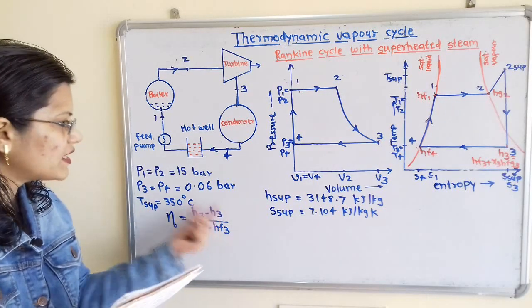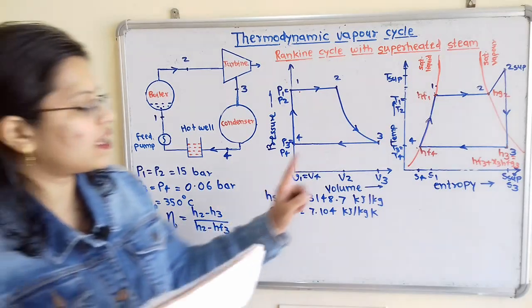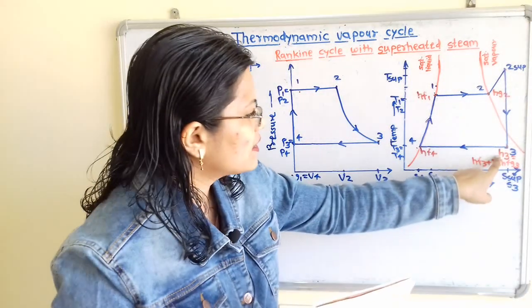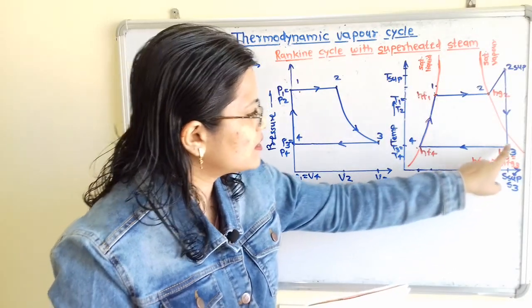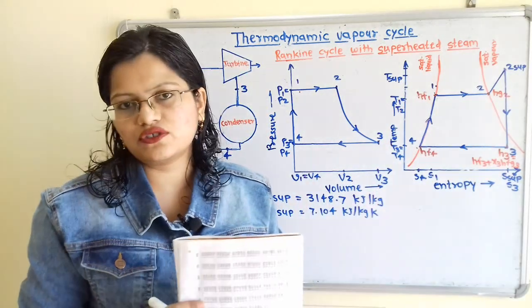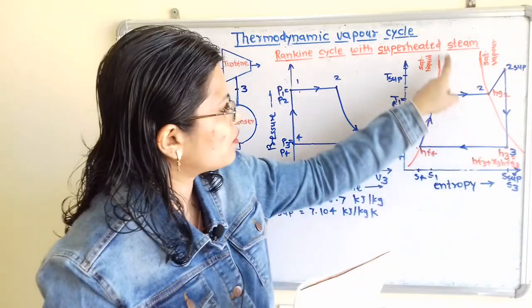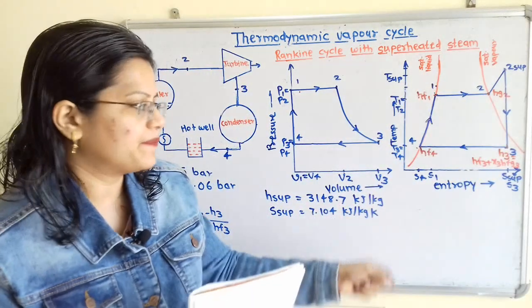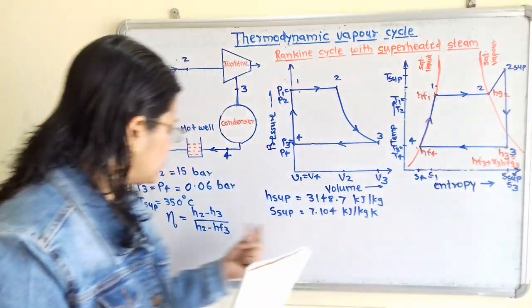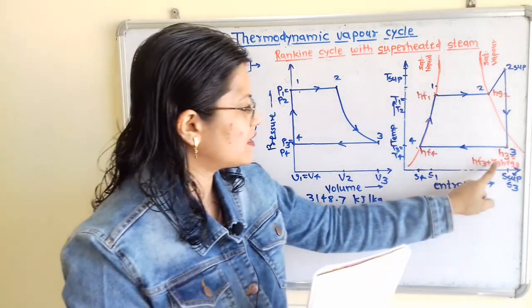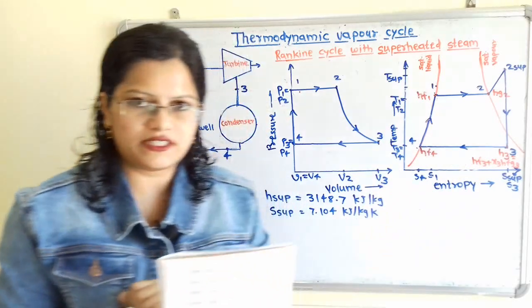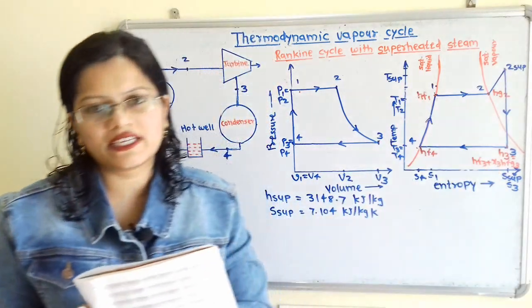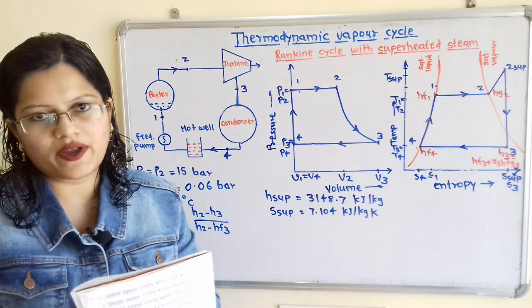Now we have to find H3, that is the enthalpy at point 3. If we observe point 3, the condition of the working substance is wet steam, because it is in between the saturated liquid line and the saturated vapor line. So how do we find this H3? H3 is HF3 plus X3 HFG3. Now we have to find this dryness fraction X3. So how do we find it?